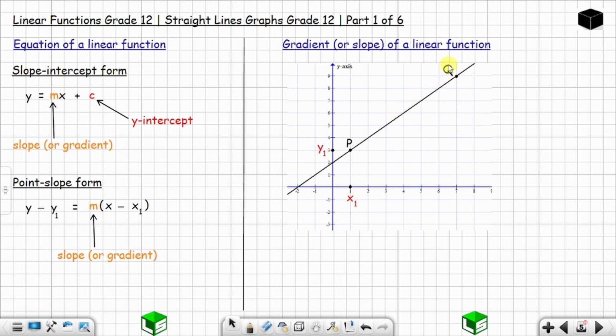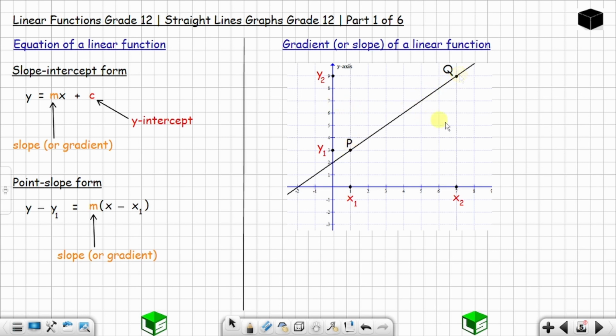You also have the coordinates of point Q. You have 7 and 9, 7 on the x-axis and 9 on the y-axis. Let's call this x2 because it is on the x-axis, and let's call this y2 because it is on the y-axis. So this is your point 1 and this is your point 2, the first point and the second point.